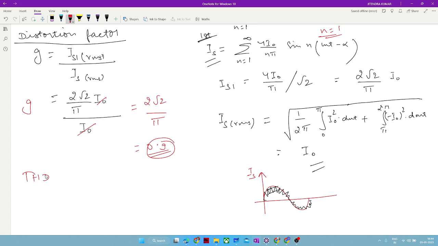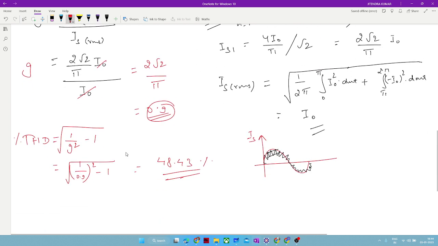Now I will find THD, which will be the square root of 1 by G square minus 1, and you can put it here: 1 by 0.9 square minus 1. If you compute it, you will get 48.43 percent. That is the percentage THD, and that is huge.